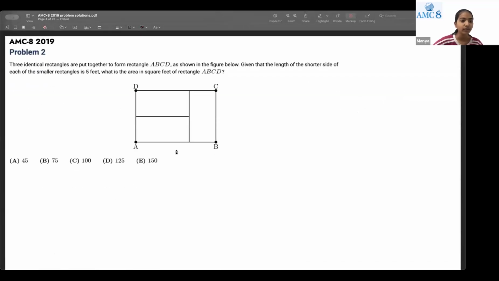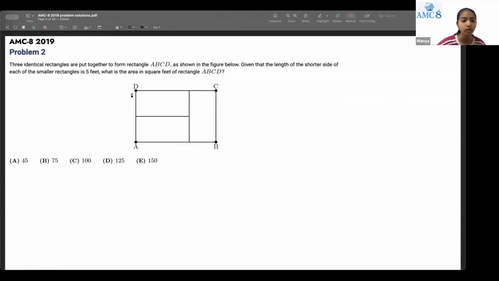Problem number 2. 3 identical rectangles are put together to form a rectangle ABCD, as shown in the figure below. Given that the length of the shorter side of each of the smaller rectangles is 5 feet, what is the area in square feet of rectangle ABCD? So they need us to find the total area of ABCD. What's the area of this whole rectangle?